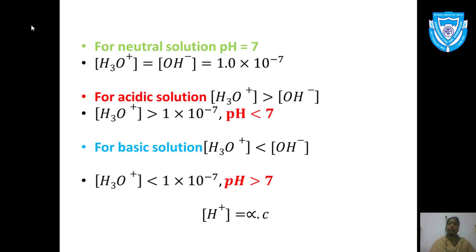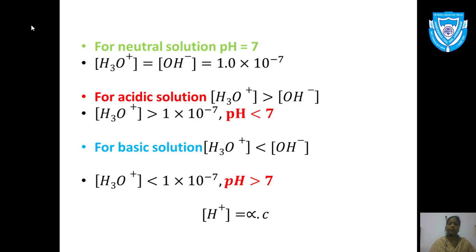Here, the acidity, neutrality or the basicity of the solution. Now for the neutral solution, we all know that pH is always 7. So here H3O plus ion concentration is equivalent to OH minus ion concentration, and hence the concentration is 1.0 into 10 raised to minus 7, and the minus log of 10 raised to minus 7 now becomes 7.